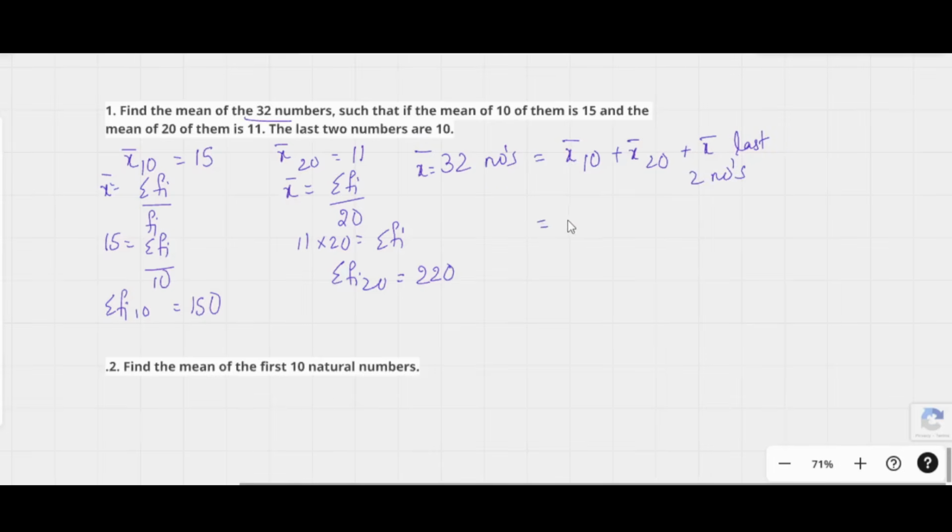So the sum of the first 10 numbers we got as 150 here, and then 220, and the last two numbers they have already given us as 10. So yes, 150 plus 220 is how much? 370 plus 10, that is equal to 380. That is your answer.